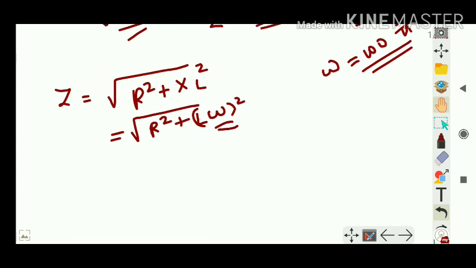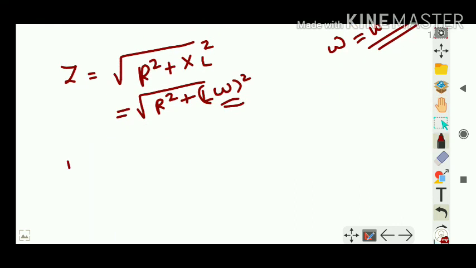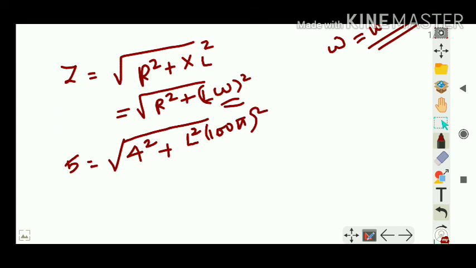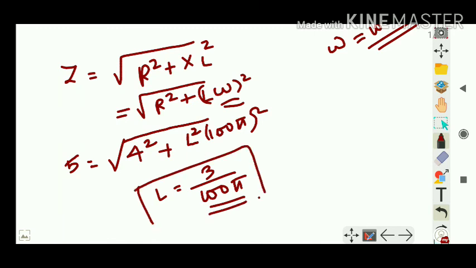Now moving on, you found the value of Z in the previous section itself. It is 5 ohm. Root of what is R's value? You found it as 4, right? So it is 4 squared plus L squared, omega squared, that is 100 pi whole squared. Then you have to do the calculation, right? Later on after calculation you will find the value of L as how much? 3 divided by 100 pi. Clear? Calculation, please do it by yourself, guys, right? This is a problem which you are asked to do and we did 2 problems, right? So this is something which is asked in the NEET section, okay?